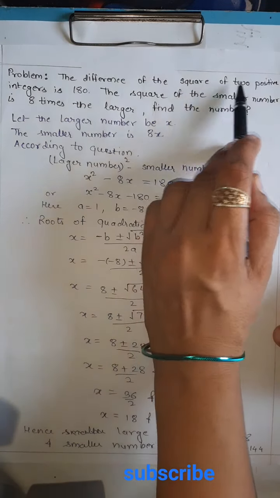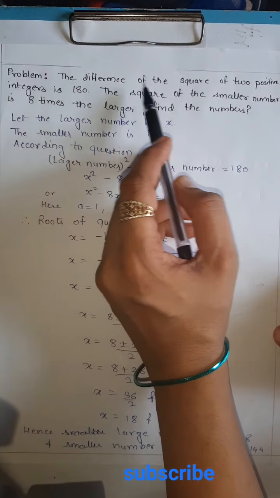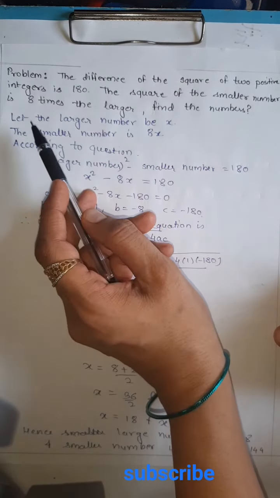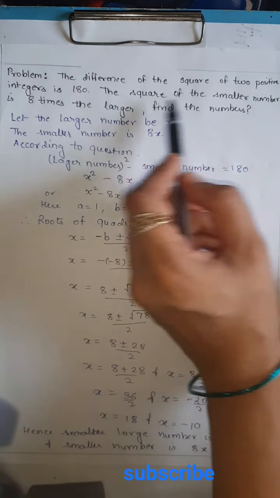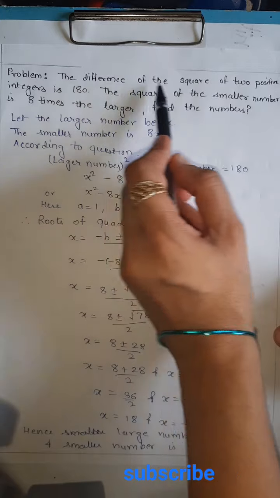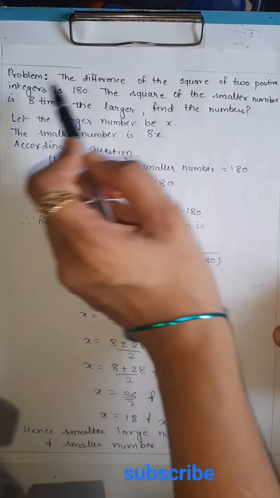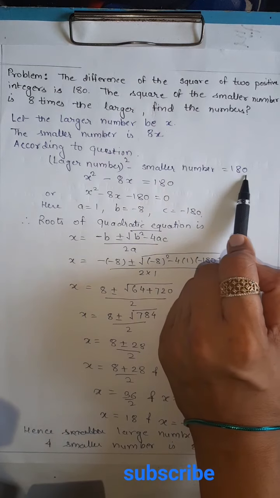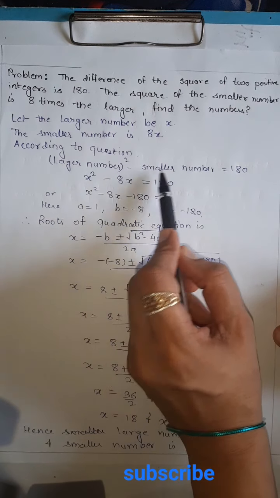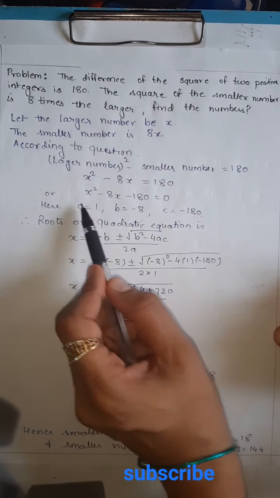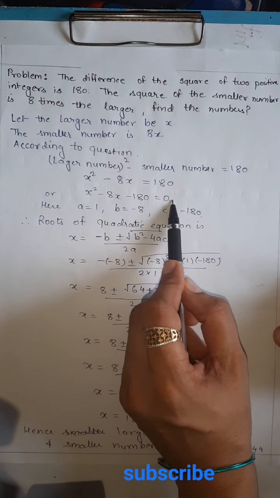Let's see, the difference of the squares of two positive integers is 180. The square of the smaller number is 8 times the larger number. Find the numbers. Let the larger number be x. The square of the smaller number is 8 times the larger number, so the second number's square will be 8x. According to the question, the difference of the squares of two positive integers is 180. So larger number square minus smaller number square is 180. So x square minus 8x is equal to 180. On shifting, it will become minus 180. x square minus 8x minus 180 equals 0.